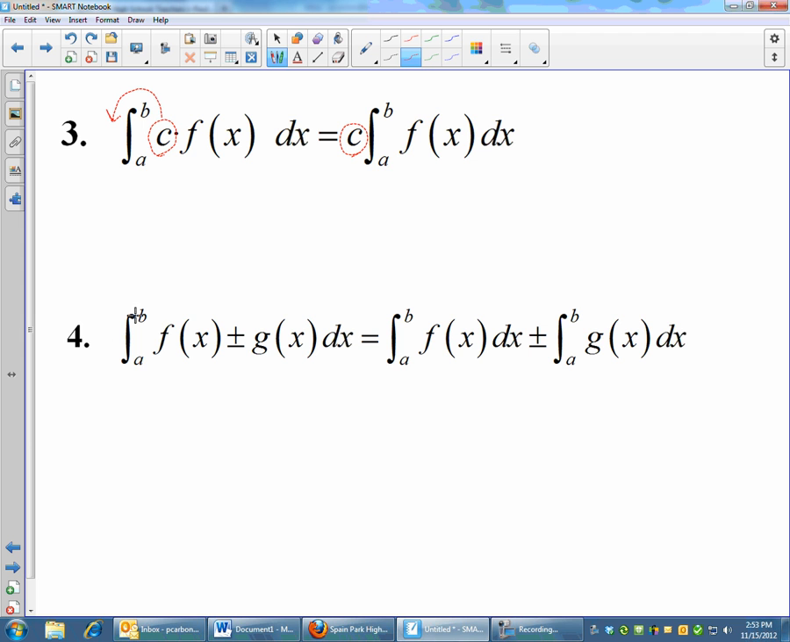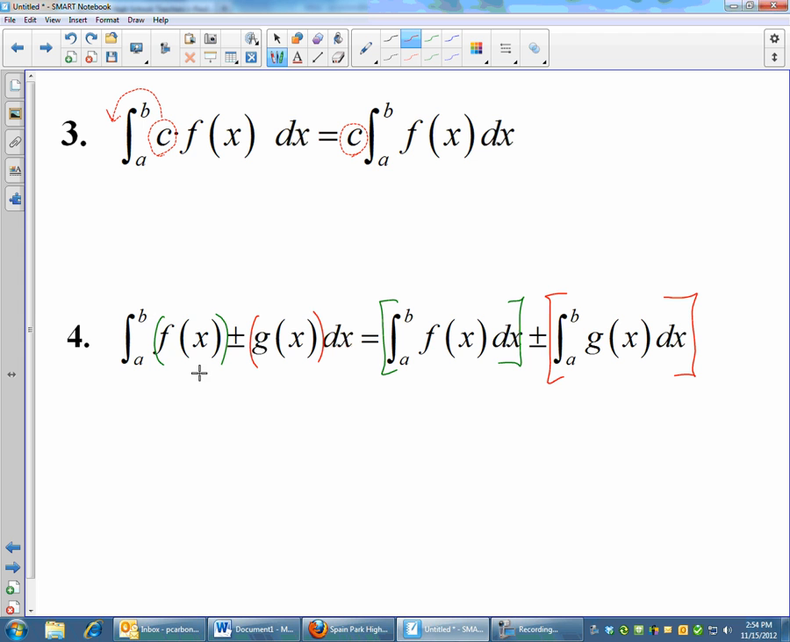Number 4: if you're finding the area under the sum of two functions, you can actually split that into two different integrals. This is a property we're going to use quite a lot when we get into more advanced antiderivatives. All we're going to do is find the area under f of x, got to get that dx in there, and then the area under g of x, and we work those as separate antiderivatives.